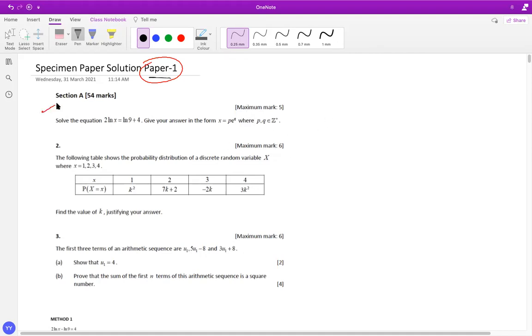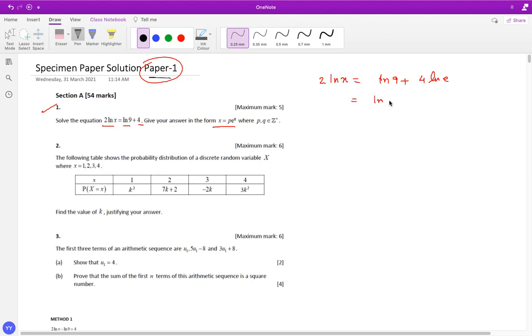The first question is to solve 2 ln x equals ln 9 plus 4, giving your answer in the form x equals p e to the power q. In this question, we basically have to get rid of the ln term, which is here, ln 9. What we can do is write 4 as 4 times ln e. Until I introduce this, it becomes a little difficult to write them as a single log term.